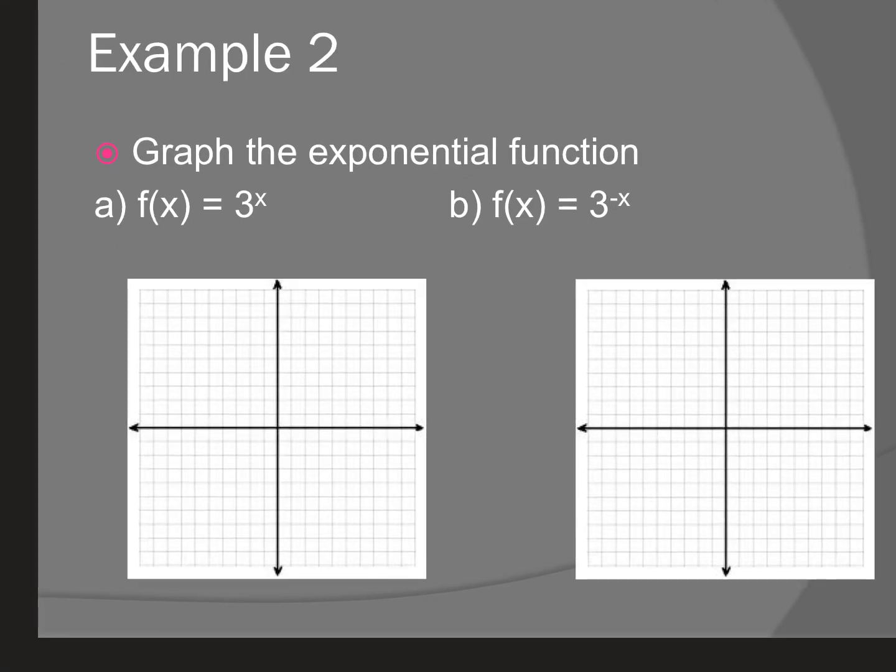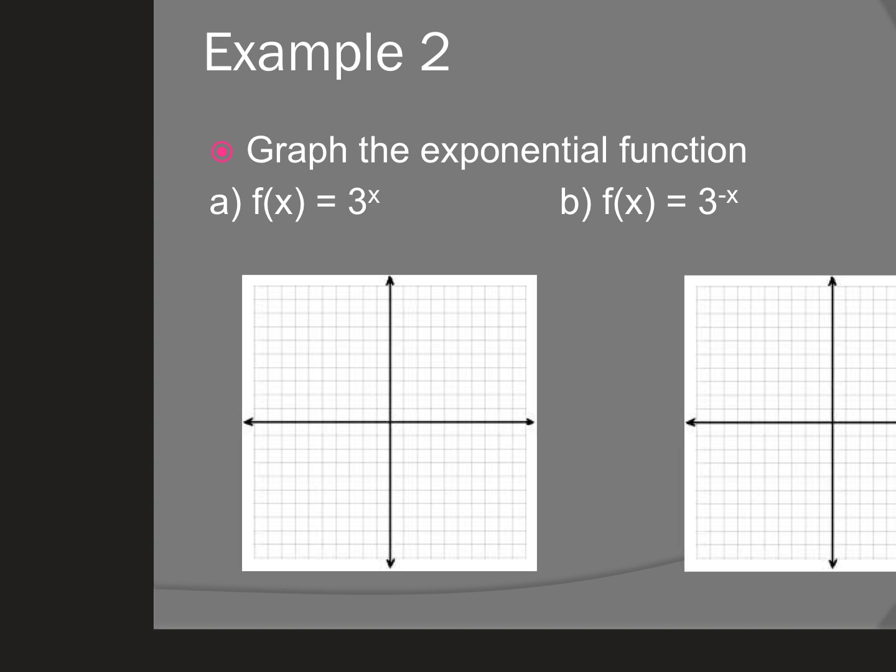Look at these two problems. Look at A and B. How do they look similar? They both have the same base. Good. Very good. How do they look a little different? One of the exponents is positive and one of them is negative. So let's just evaluate this real quick. Go ahead and evaluate, and let's use -2 to +2. If I plug in -2, what's 3 to the -2 power?